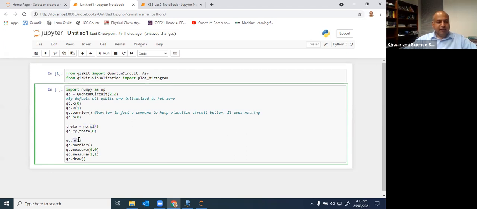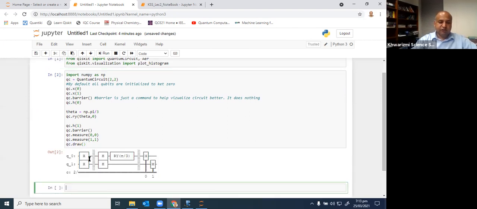Okay, so then this again Hadamard on qubit 1, and then I'm again putting a barrier just for visualization. And now I'm putting a measurement operator on qubit 0, and I'm telling the program to measure qubit 0 and then transfer the information of the measurement onto the classical bit 0. Similarly, there's a measurement applied to qubit 1, and the information of qubit 1's measurement is stored on classical bit 1. And at the end, I'm giving a command to draw this circuit. So let's see what it looks like. So this is the quantum circuit that is in front of you. So I have applied these X gates to both qubits.